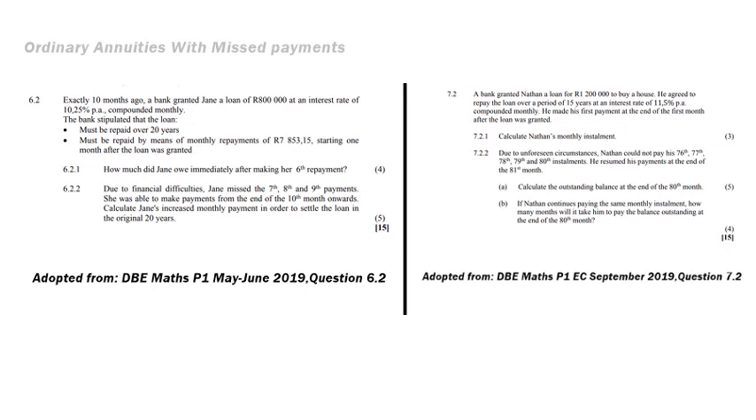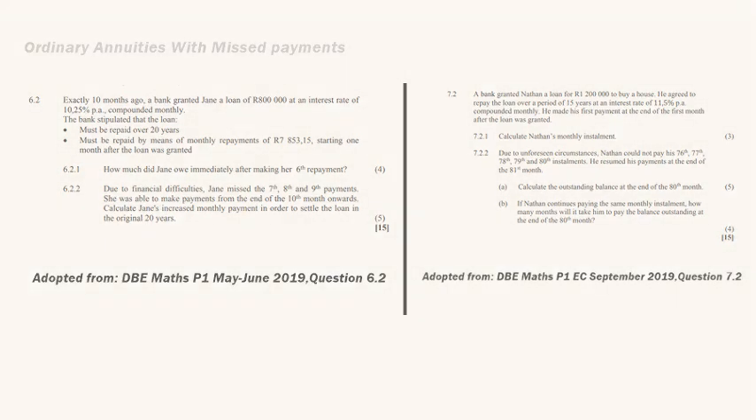The one on your left hand side has been taken from the May-June 2019 past paper, and the one on your right hand side is taken from the Eastern Cape province, from their September 2019 past paper. These two questions fall into the section of financial math. We're going to dive into the two questions, and at the end we're going to talk about the subtle difference between them.